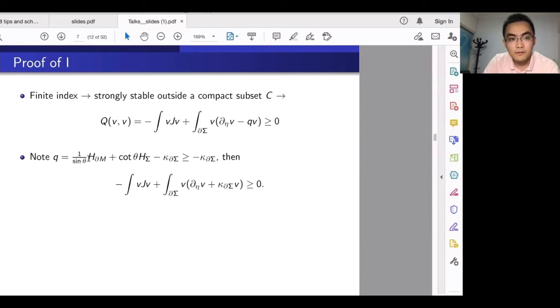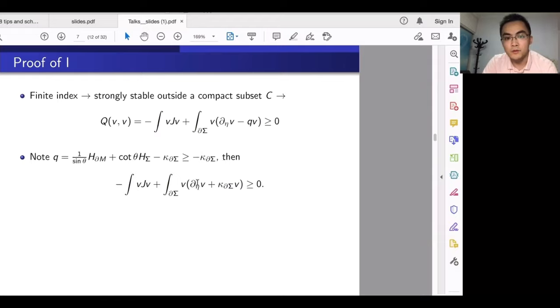Then note that the function Q here is actually equal to this term, the summation here. And by the summation of this theorem, this summation is not negative, then it's greater or equal to negative kappa partial sigma. So this kappa partial sigma denotes the geodesic curvature of the boundary of the surface. Then we have the following inequality, right? So we just reduce the above inequality to the following one.